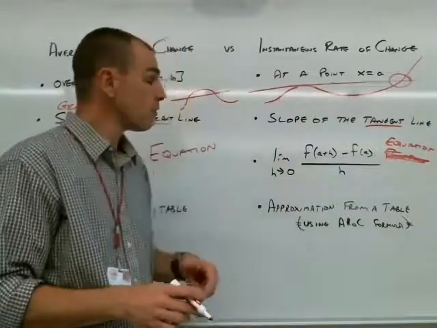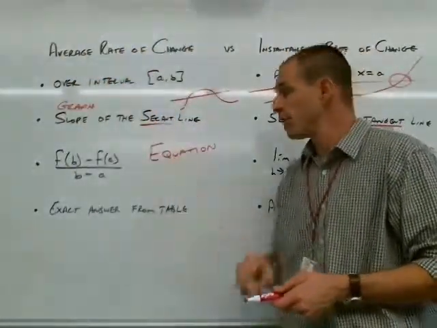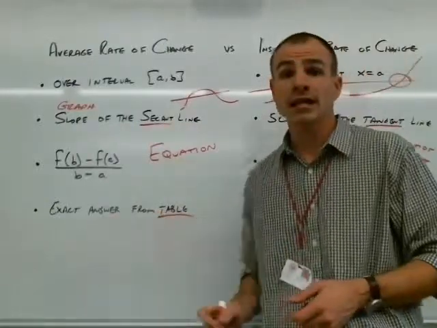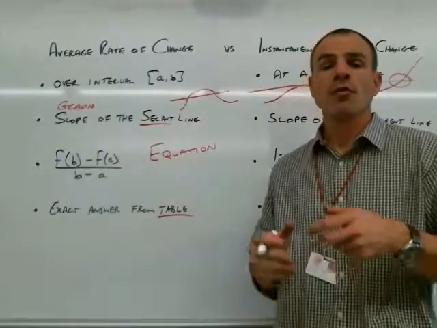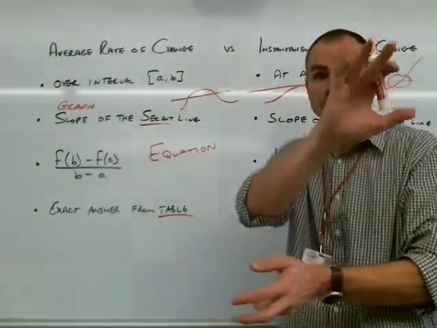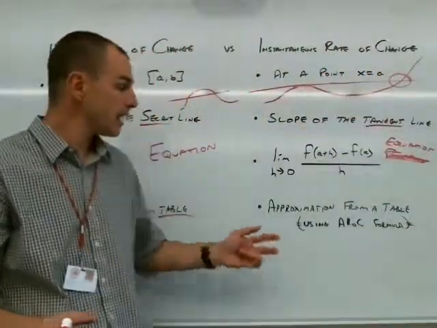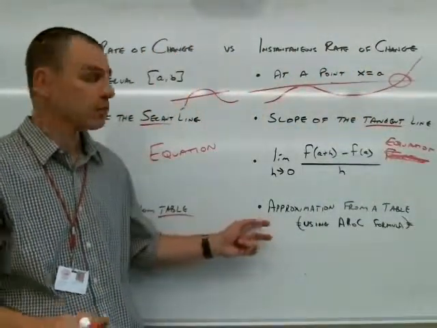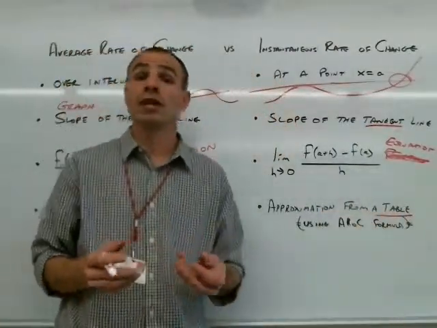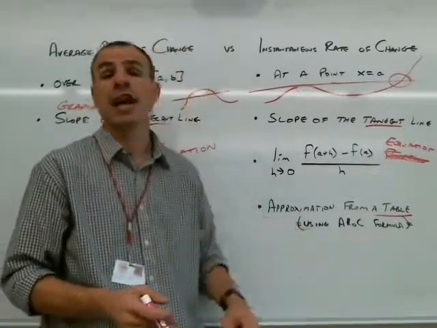Okay? So finally, overall, because we've talked about graph, we've talked about equation, when we have a table, we can get the exact answer for the average rate of change. We just find the specific points that we want, f of b minus f of a over b minus a, and we're good to go. We cannot get an exact answer for an instantaneous rate of change from a table. If you've got a table, you can only get an approximation. How do we get the approximation? Well, we're going to use the average rate of change.